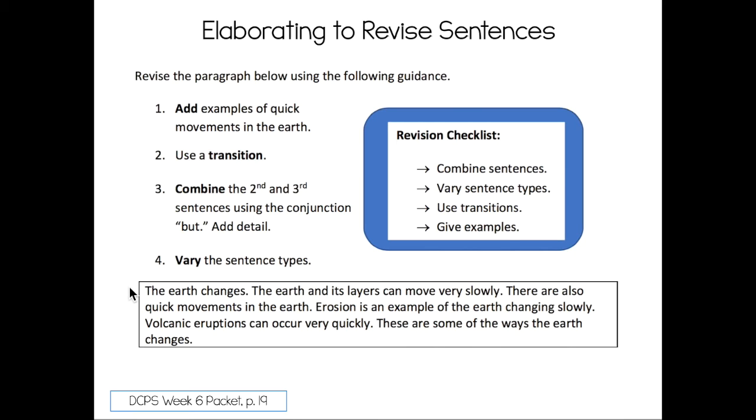The Earth and its layers can move very slowly. There are also quick movements in the Earth. Erosion is an example of the Earth changing slowly. Volcanic eruptions can occur very quickly. These are some of the ways the Earth changes.